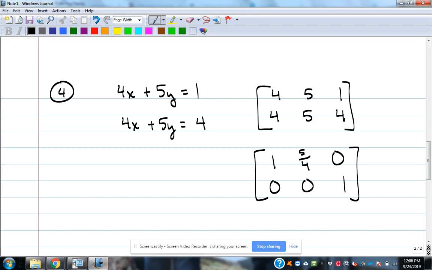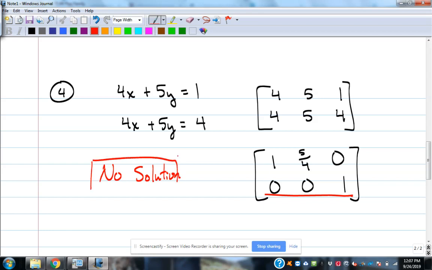The top row says 1x plus 5 over 4y is equal to 0. The second equation says 0x's plus 0y's is equal to 1. Can 0 plus 0 ever equal 1? No. So this is a no solution problem. Anytime that bottom row has all zeros across and then some other number there, it doesn't necessarily have to be 1, could be any other number, but all zeros and another number, 0 plus 0 can never equal 1. So we know that's no solution.